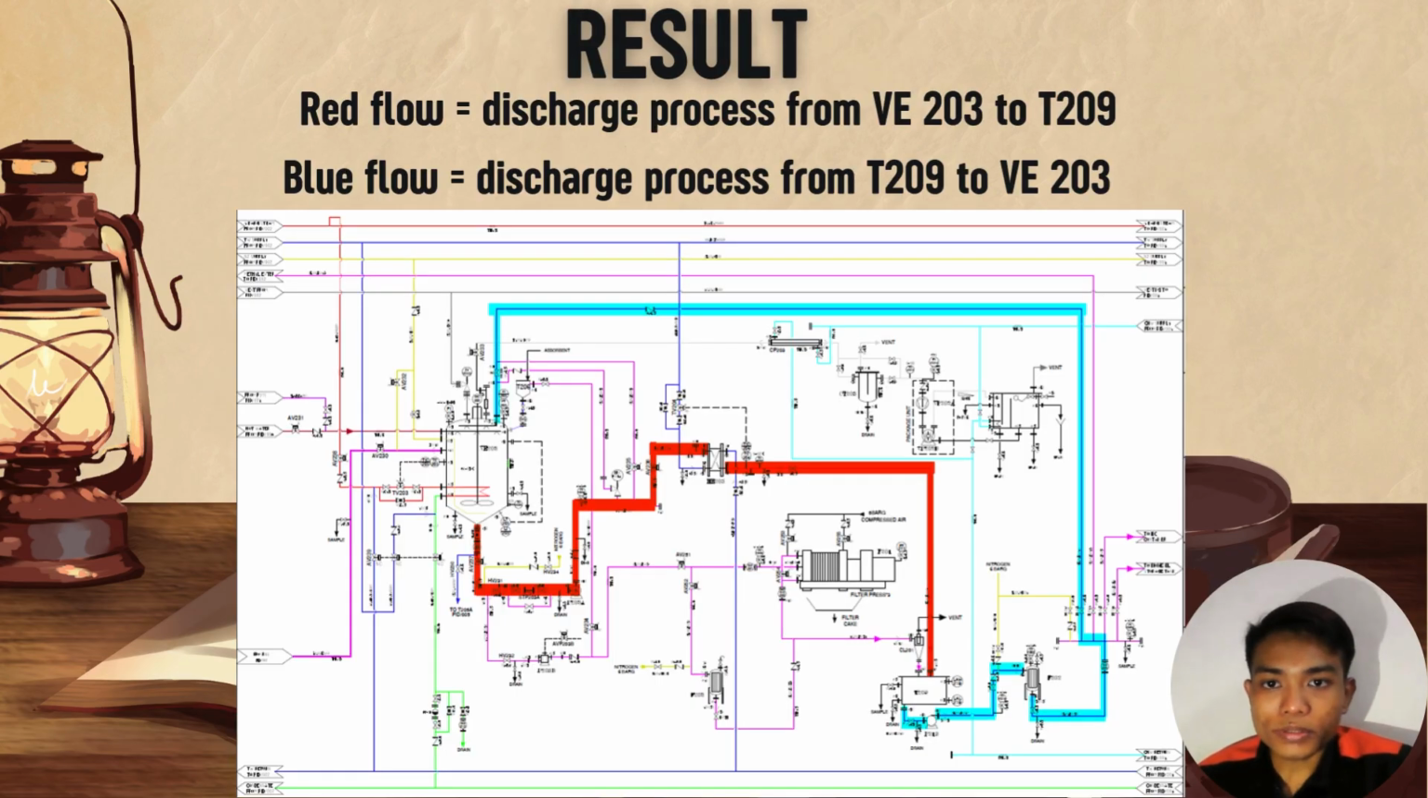Okay, so for the result, what we can see here is the blue line. The blue line is the flow of the discharge process from T209 to VE203, while the red line is the flow of the discharge process from VE203 to T209.